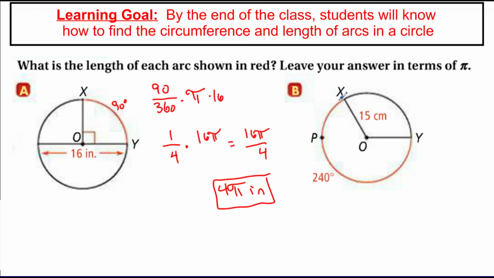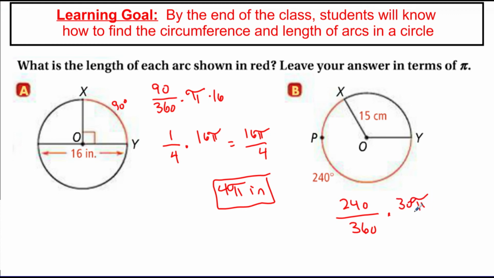Here's your last example, okay? And we're trying to find the measure of this major arc XPY, right? And so again, they're telling us out here that this major arc is 240 degrees of the 360, so I'm going to start by writing that, 240 out of the 360, okay? And I'm going to multiply that by, well, they gave us a radius here. We've got to be careful. This is a radius, so that means that the diameter would be double that, which would be 30 pi, okay?